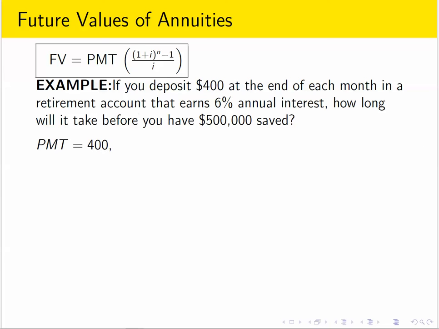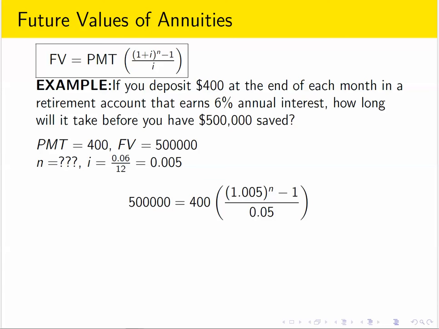Well, let's figure out the values we know. This time we do know the payment size is 400 and the future value we're looking for is 500,000. We do not know the total number of payments we'll make. That's what we're going to solve for. And we have the same periodic interest rate as before. Plug the knowns into this future value formula, and we're going to try to solve for n.